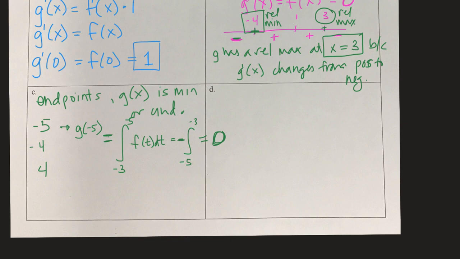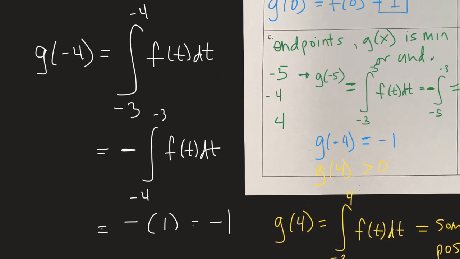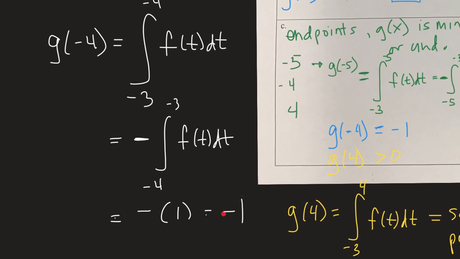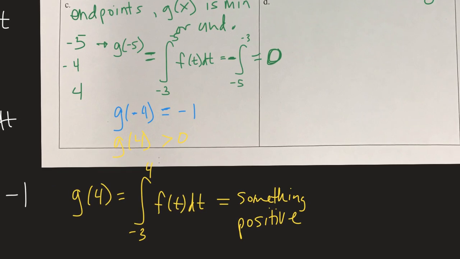Okay, we're going to do a similar thing for negative 4 and positive 4. We're going to replace our upper limit of integration and figure out what the area under the curve is for both of these. Okay, so this is what I got for these other ones. And when I plugged in negative 4, I got negative 1 as my area. And when I plugged in positive 4, I got something positive, right? So because we're looking for a minimum value, we're going to find the minimum value at negative 1. Okay, because we have a 0, we have negative 1, and we have something positive. So negative 1 is clearly the smallest value on our closed interval.